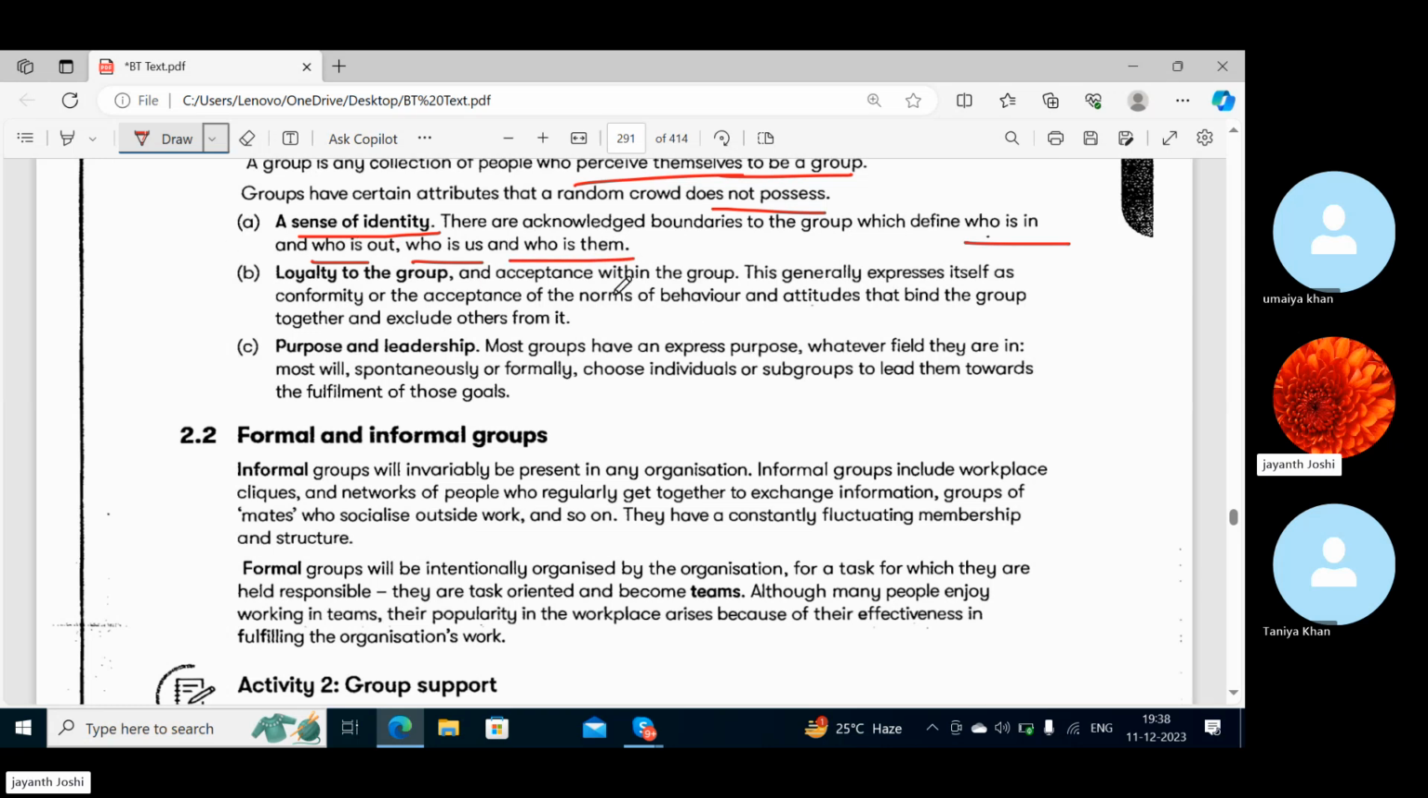Loyalty to the group, the acceptance within the group. Whether you are very loyal to a group, this generally expresses itself as conformity or acceptance of the norms of behavior and attitudes that bind the group together and exclude others from it, right? So what does this mean?